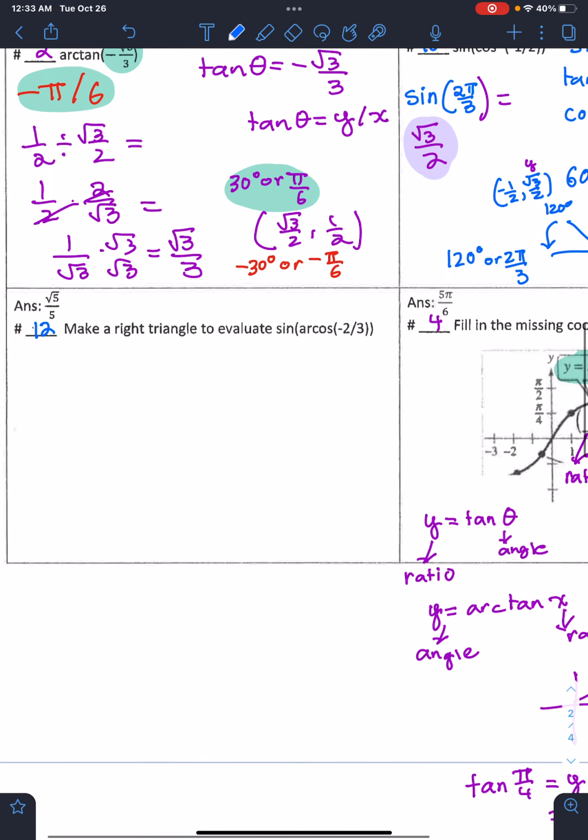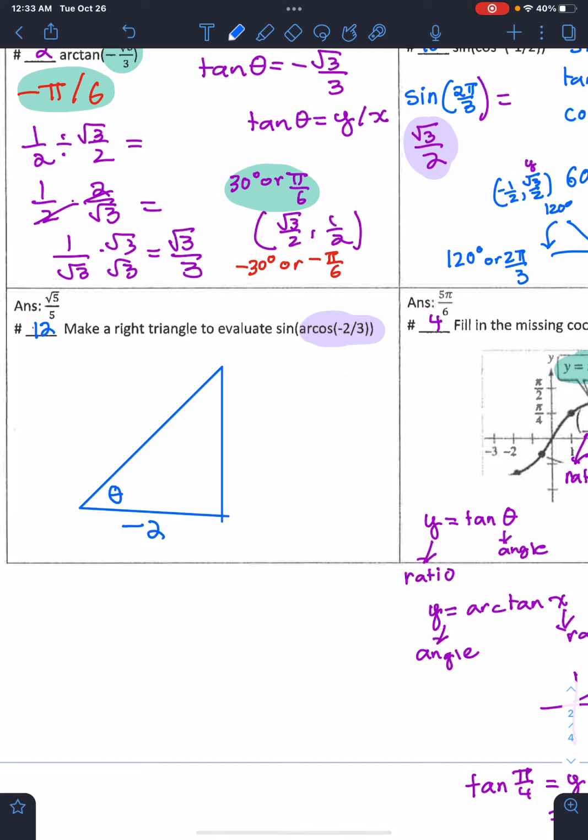And let's say that that one did not make as much sense. Once again, we're going to do the same thing here. So now we have arc cosine of negative 2 over 3. Once again, negative 2 over 3 is not on our unit circle. So we're going to make a triangle. We're going to put theta. And what is the definition of cosine? Definition of cosine is adjacent over hypotenuse. And adjacent is -2. And the hypotenuse is always across 90 degrees.